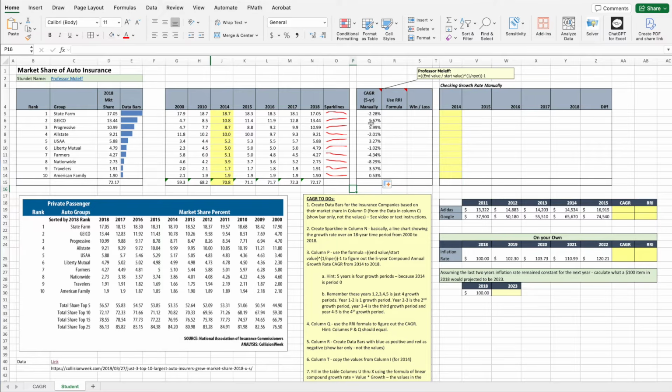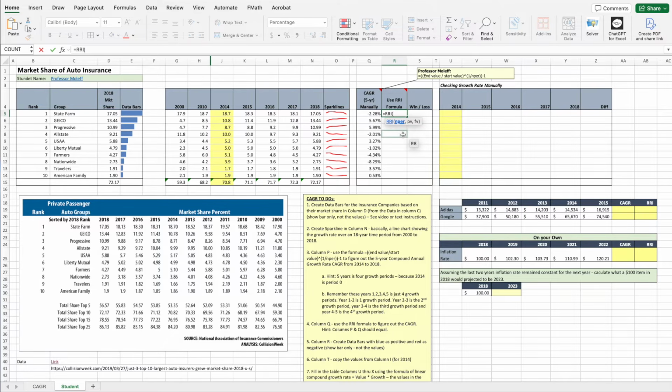Okay. And we can see what each of these are. We can see that State Farm from 2014 to 2018 lost 2% of the market share. Geico and Progressive actually gained pretty good market share. We see that Nationwide lost quite a bit of market share. Travelers went up.